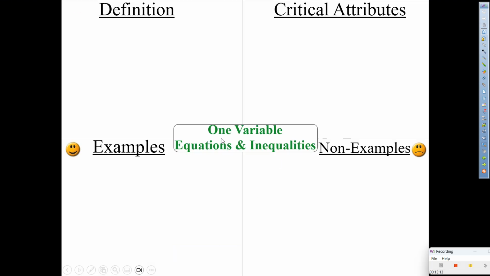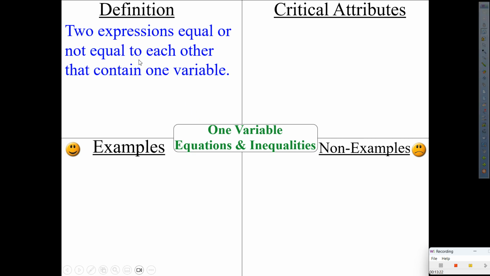One variable equations and inequalities. What are one variable equations and inequalities? Definition: two expressions that are equal or not equal to each other that contain one variable. Write that down: two expressions equal or not equal to each other that contain one variable.